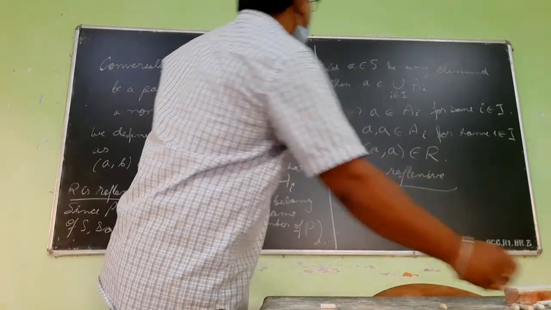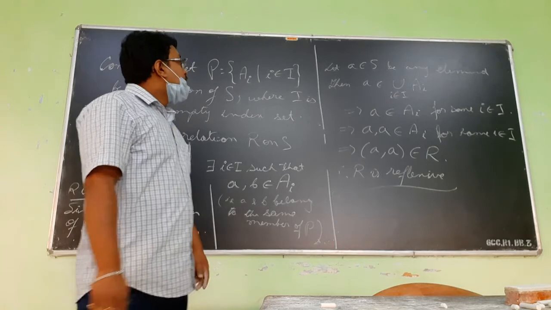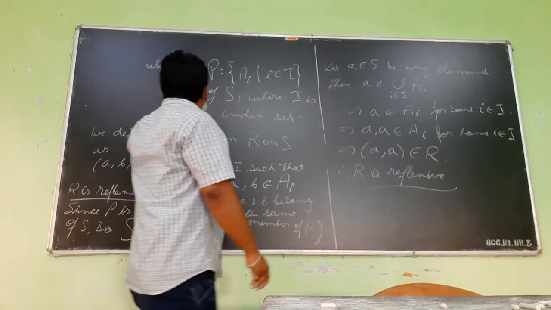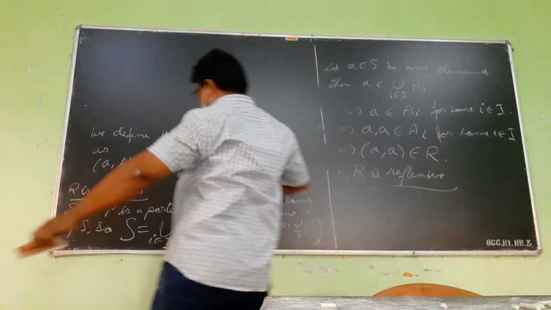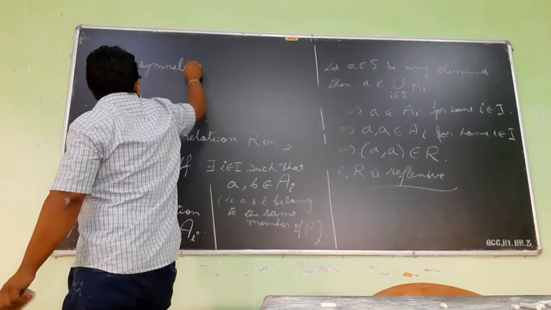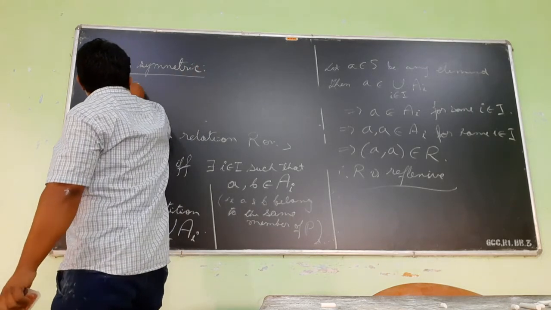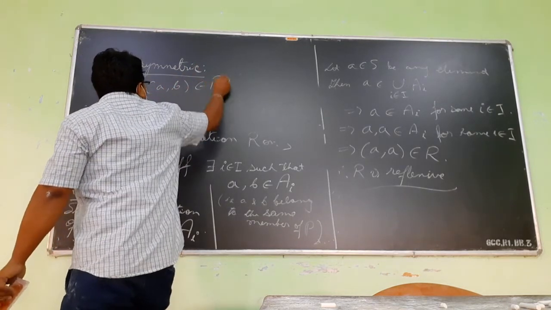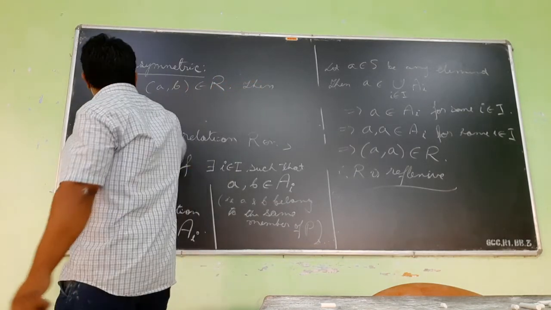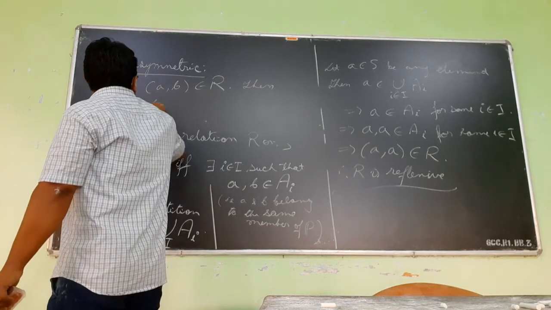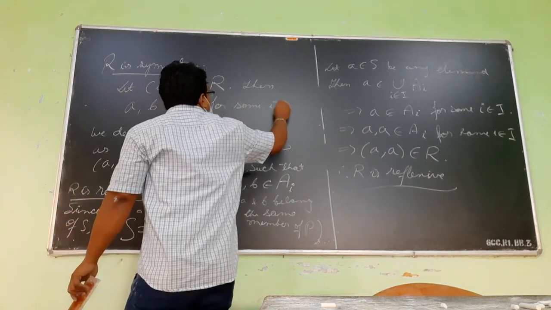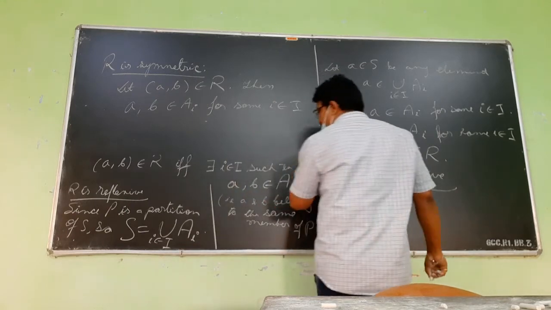Next, you try to show that R is symmetric. Symmetric is also simple. You take (A, B) belongs to R, so that (B, A) also belongs to R. So how will you show that R is symmetric? For that, I have to take two elements which are related. Let (A, B) belong to R. Then what is the meaning? The meaning is that (A, B) belongs to A_I for some I inside capital I. A and B belong to the same A_I.